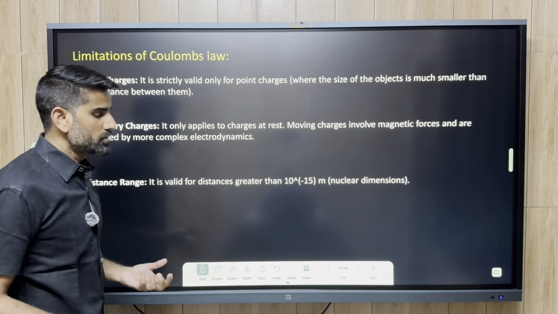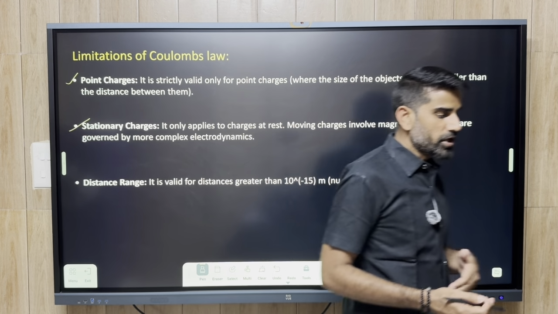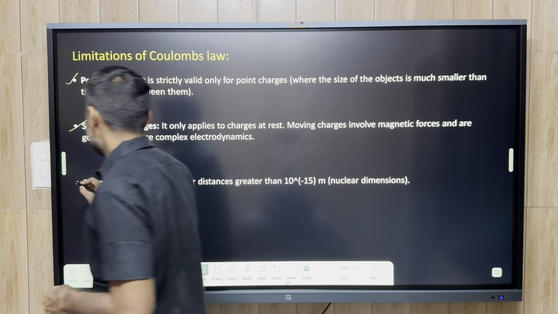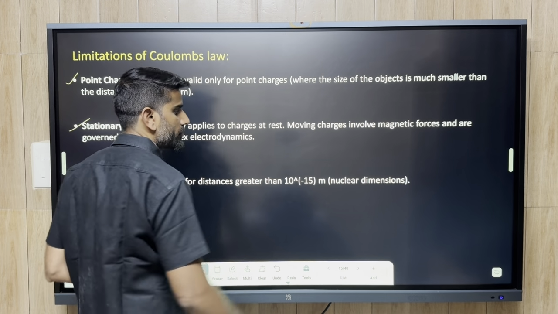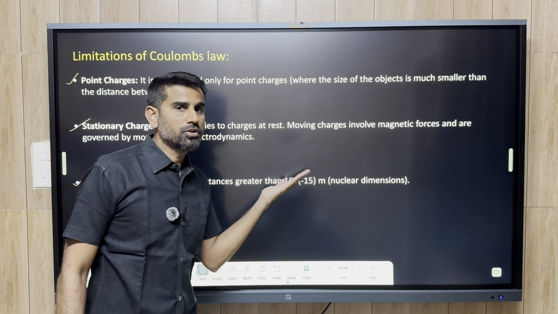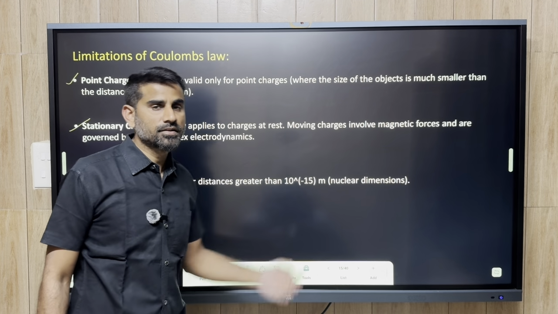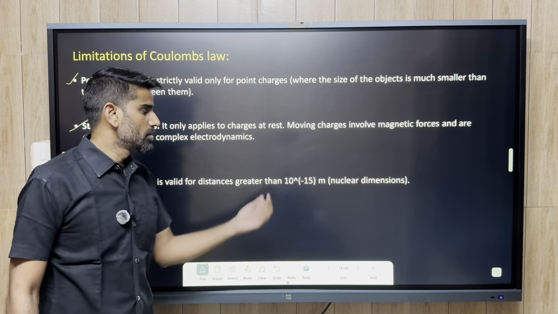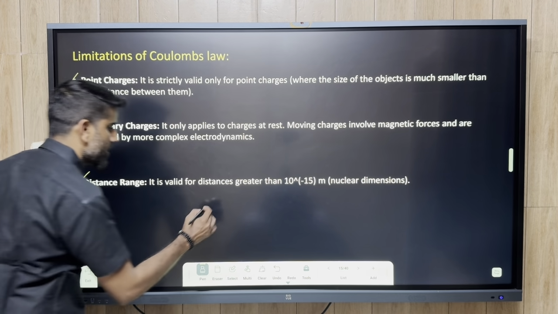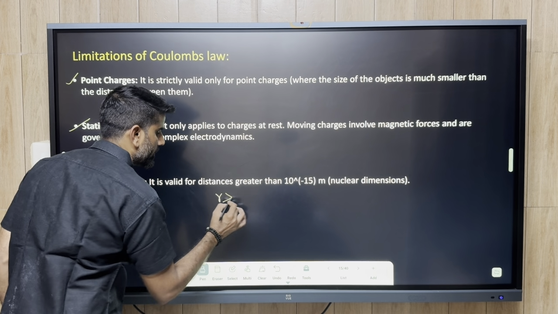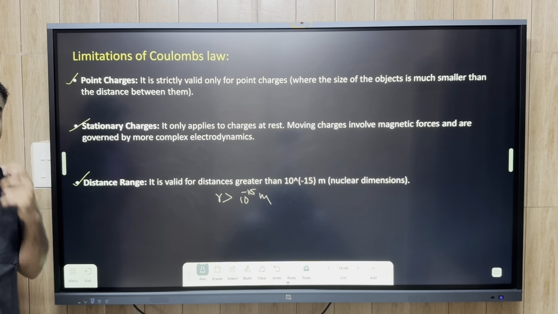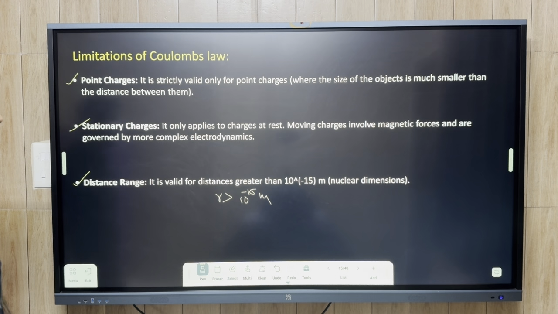So it will not work at distances below 10 to the power minus 15 meters, 1 femtometer. So the distance range is above 10 to the power minus 15 meters only. We can increase the distance, but we cannot decrease it below this value. So R should be greater than 10 to the power minus 15 meters.